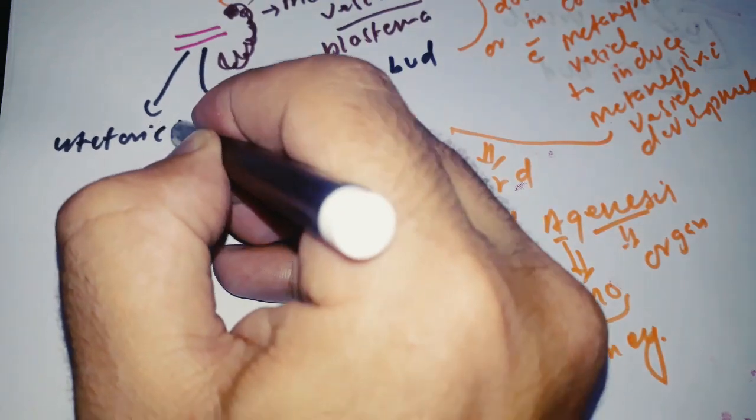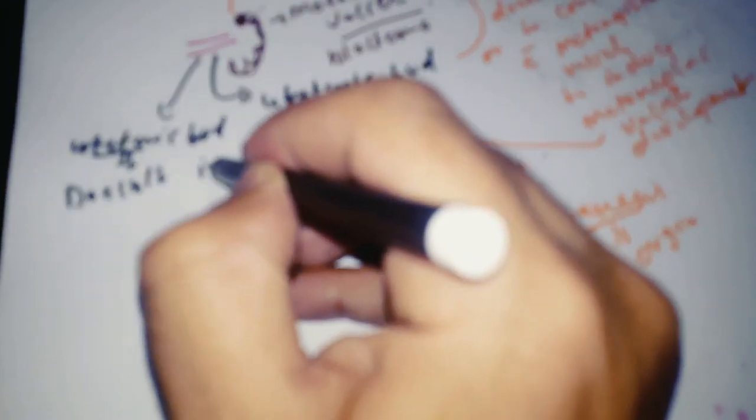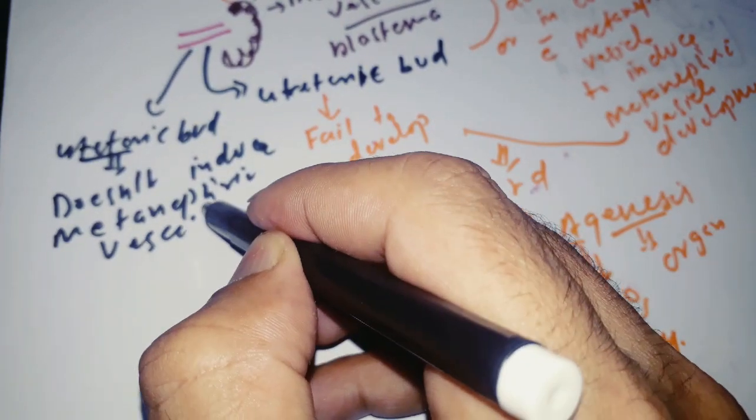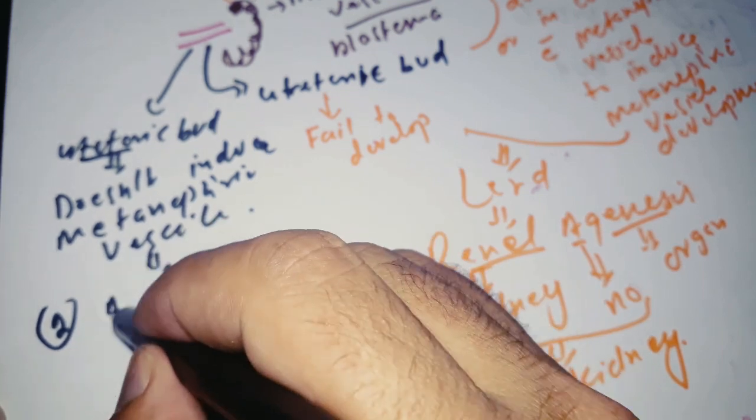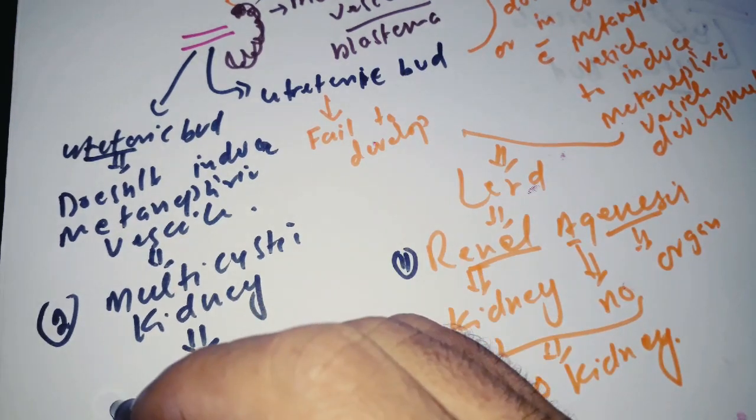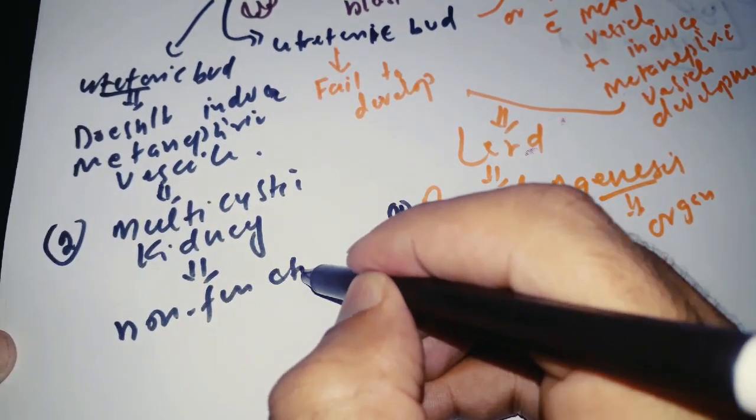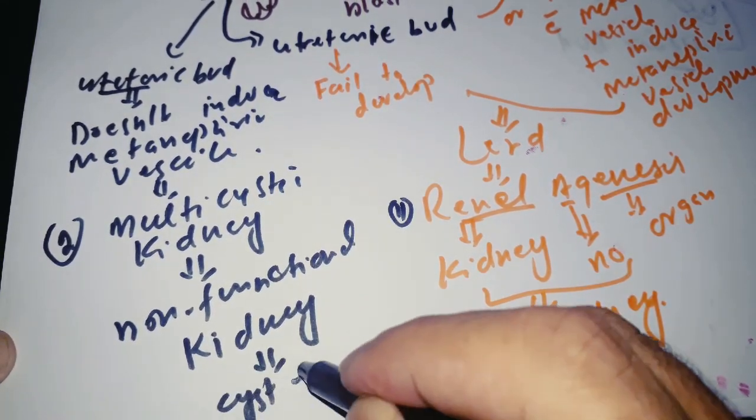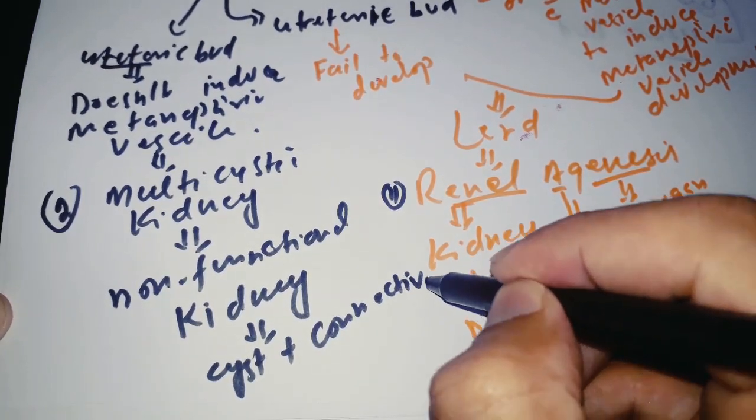If this ureteric bud does not induce the metanephric vesicle or metanephric mesoderm to develop, then it will cause multicystic kidney disease. The kidney will consist of multiple cysts, and it is going to be a non-functional kidney. It consists of many cysts plus connective tissue. Now the multicystic kidney can involve only one kidney, which is called unilateral, but if it involves both kidneys, that will be called bilateral.